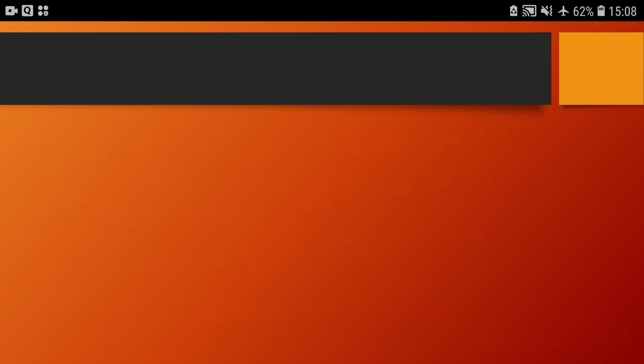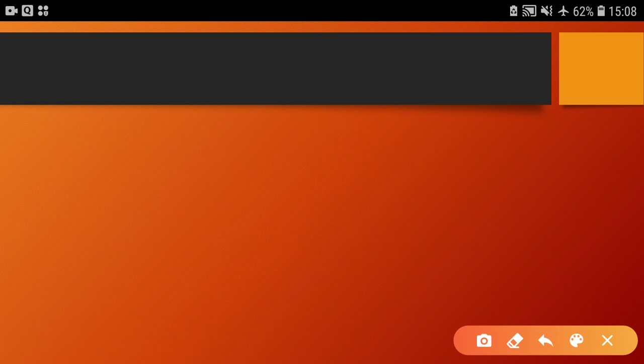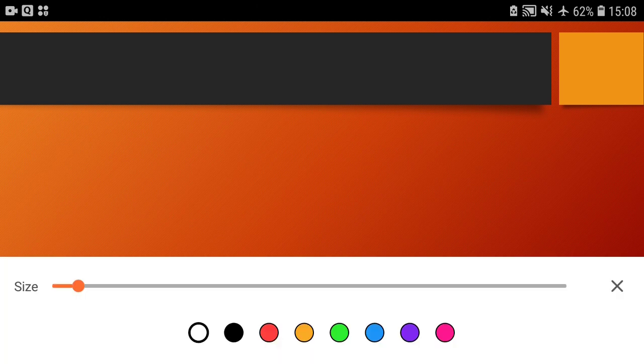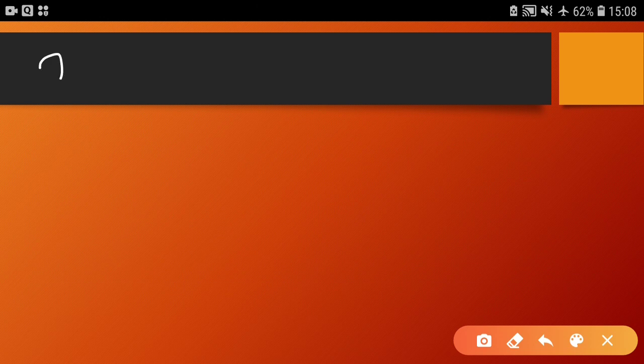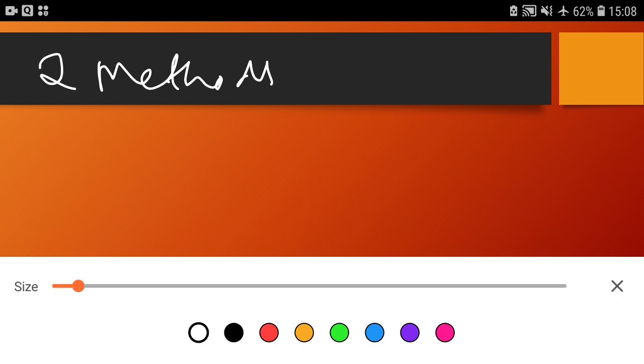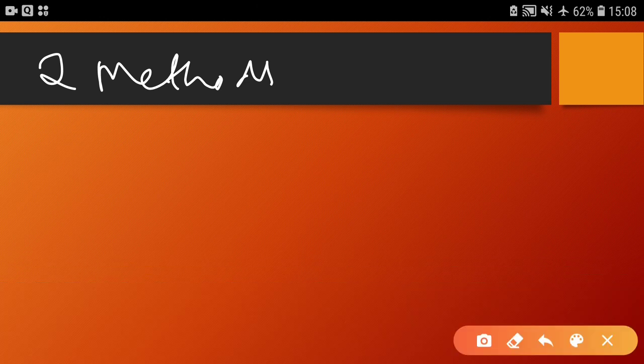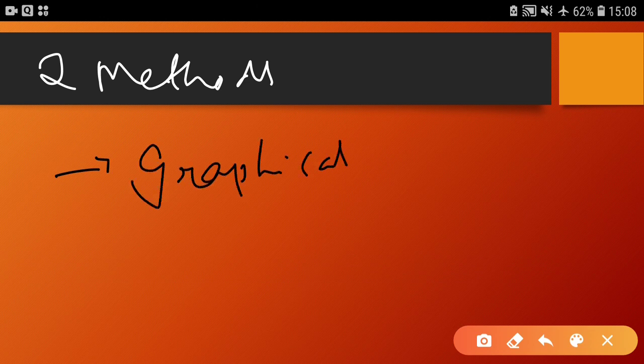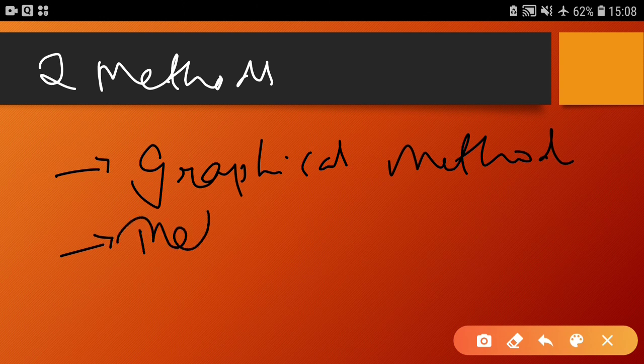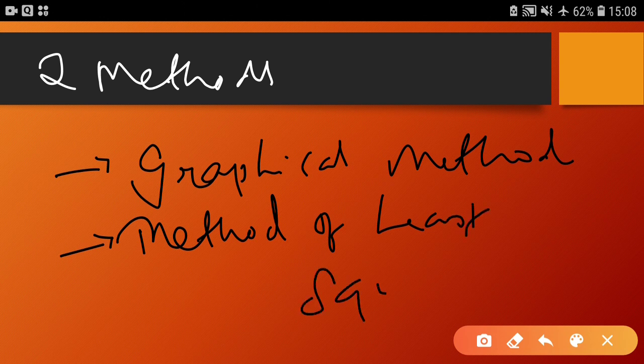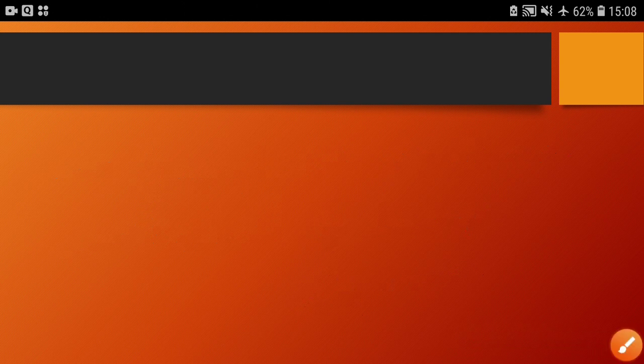Then I told you that there are 2 methods of time series. What are the 2 methods? One was graphical method and another was method of least square.